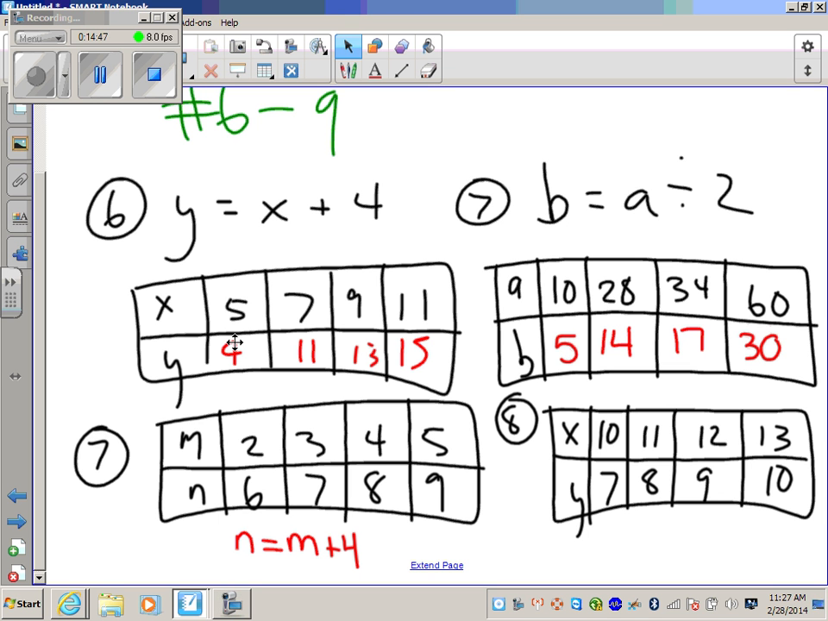Number 8. Let's see. Edsel. So it says y is equal to x minus 3. How many of you are in agreement there? Awesome. Maybe get all 4 of these correct. Well, I guess that means we're ready for an assignment. Turn it over. 13-4.